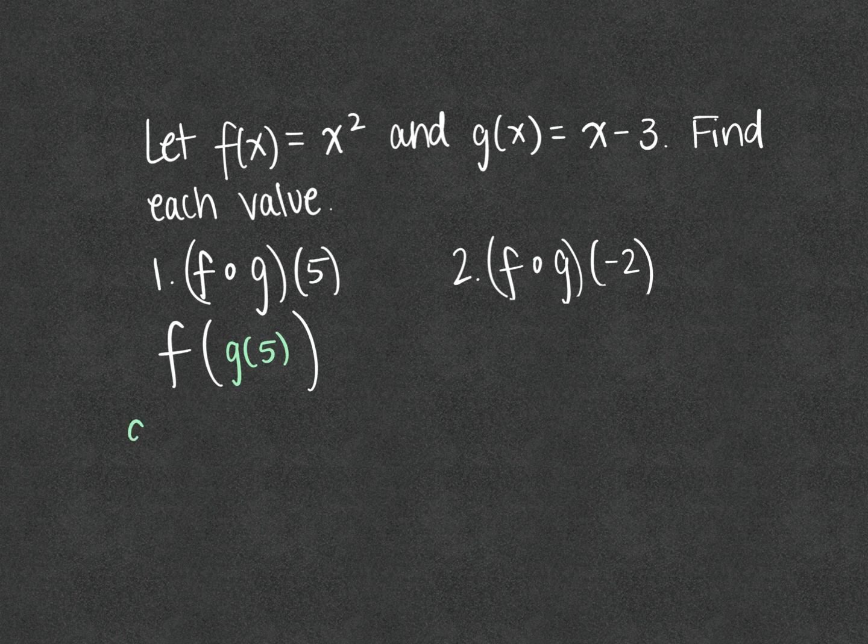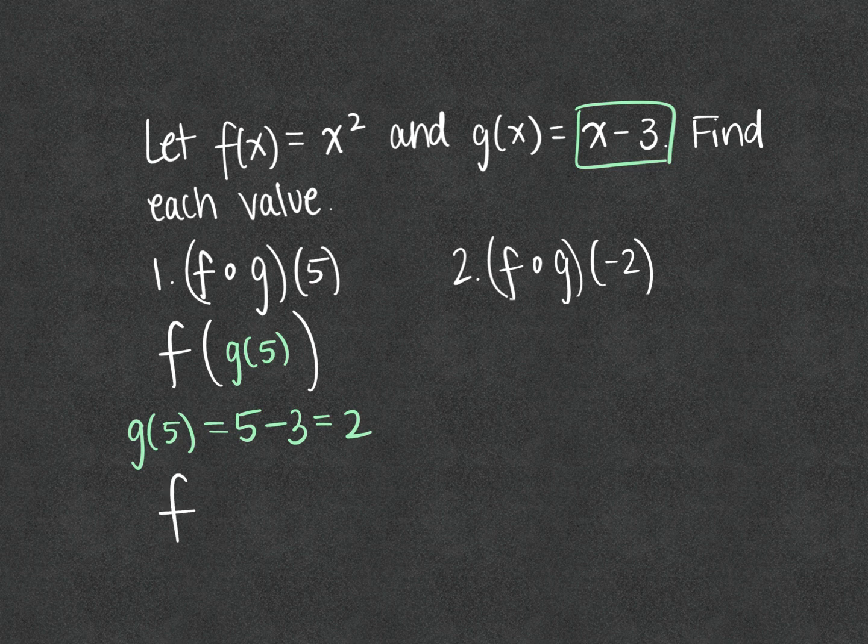So g of 5 is, we're going to use this expression, x minus 3. So instead of x, I'm going to replace it with 5. So 5 minus 3. 5 minus 3 is 2. So now I can go back and replace that g of 5 with 2. So f of this 2 here.